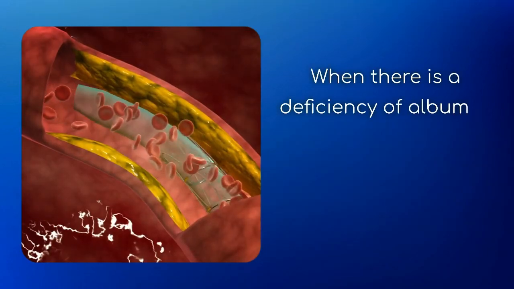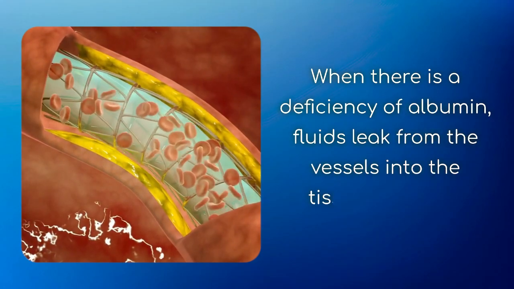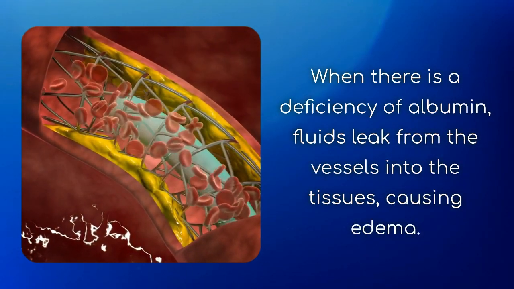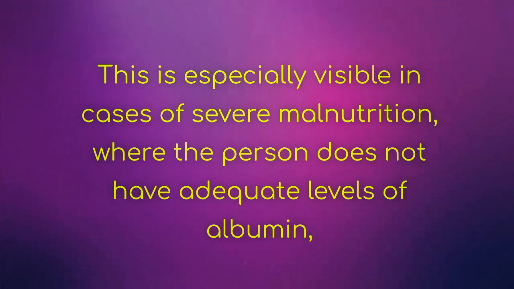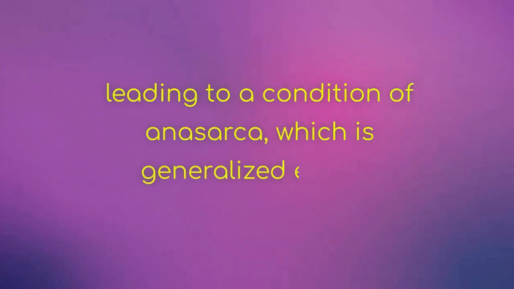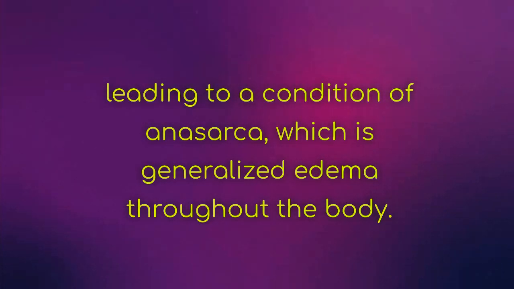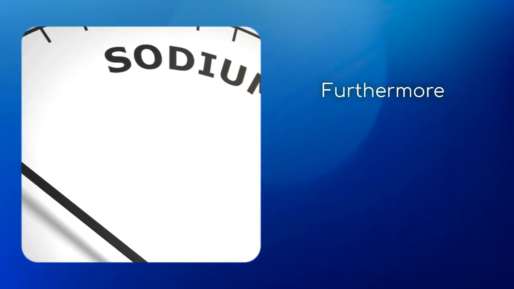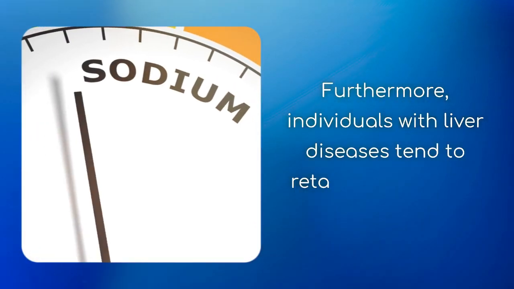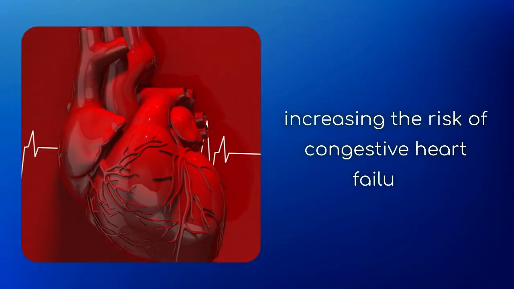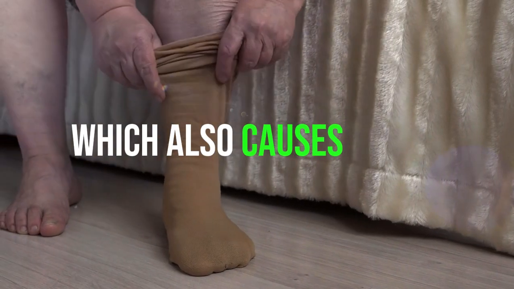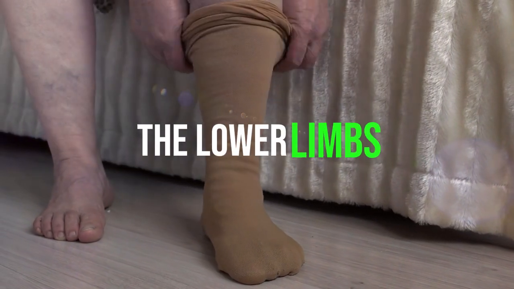When there is a deficiency of albumin, fluids leak from the vessels into the tissues, causing edema. This is especially visible in cases of severe malnutrition, where the person does not have adequate levels of albumin, leading to a condition of anasarca, which is generalized edema throughout the body. Furthermore, individuals with liver diseases tend to retain more sodium and water, increasing the risk of congestive heart failure, which also causes edema, especially in the lower limbs.